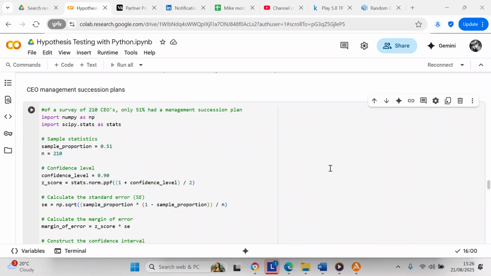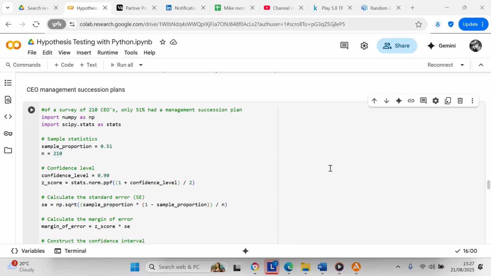SciPy is Python's scientific library, and stats is a statistical module within SciPy. So we're going to calculate our sample statistics. The sample proportion is 0.51, because 51% of CEOs have a management succession plan. And n is 210, because that means they surveyed 210 CEOs.